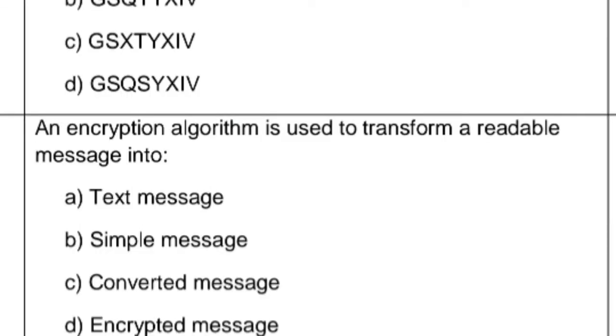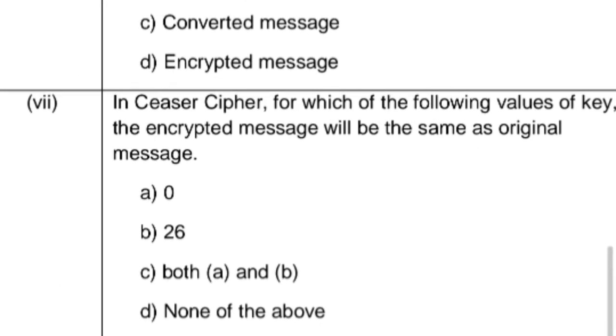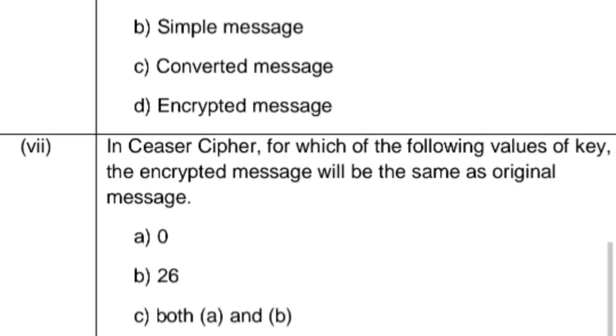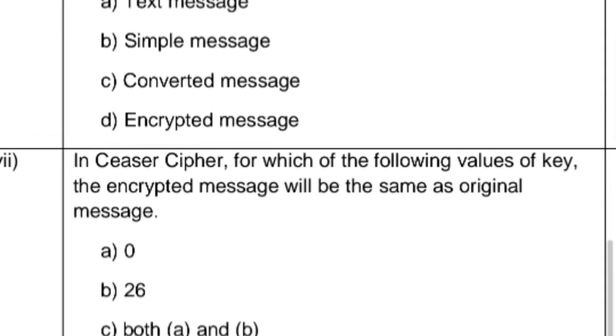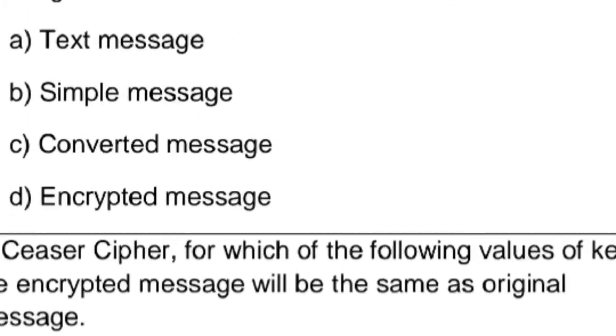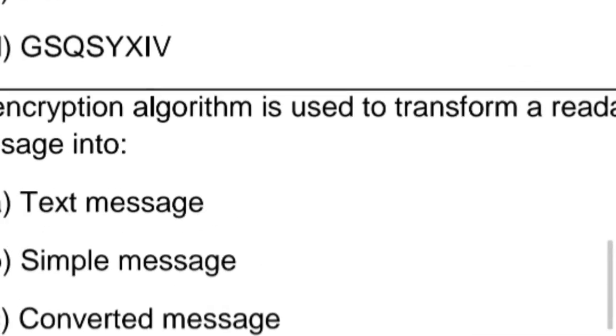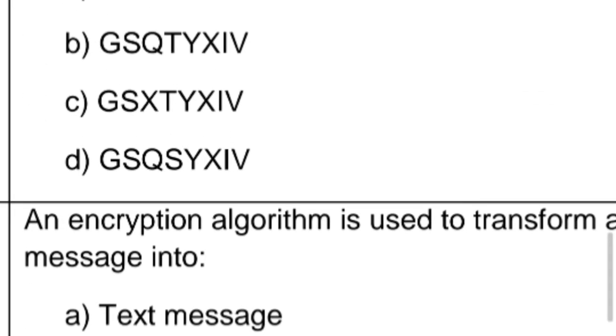Next question. In Caesar cipher technique, for which of the following values of key will the encrypted message be the same as the original message? So answer would be A, that is 0. If the key is 0, that means the original and the encrypted message are the same. We don't have to do any skip counting here. So A would be considered as A only.